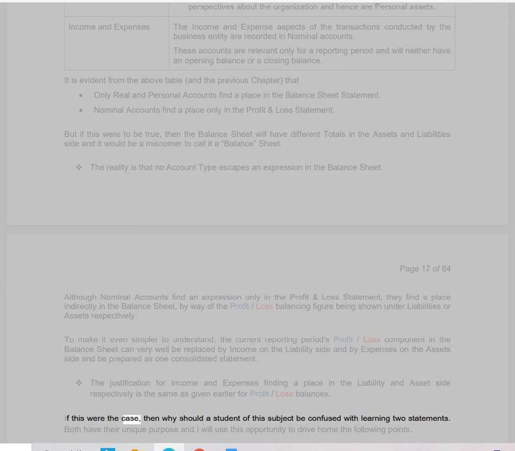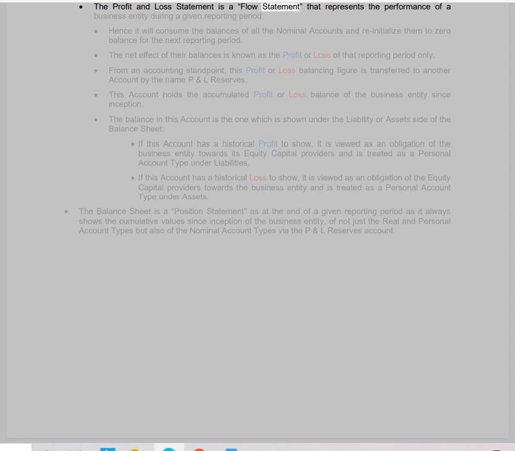If this were the case, then why should a student of this subject be confused with learning two statements? Both have their unique purpose, and I will use this opportunity to drive home the following points. The profit and loss statement is a flow statement that represents the performance of a business entity during a given reporting period. Hence it will consume the balances of all the nominal accounts and reinitialize them to zero balance for the next reporting period. The net effect of their balances is known as the profit or loss of that reporting period only.